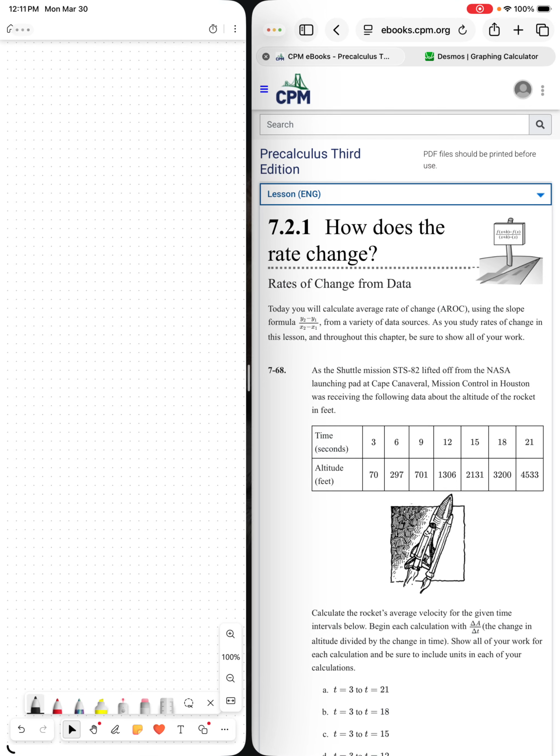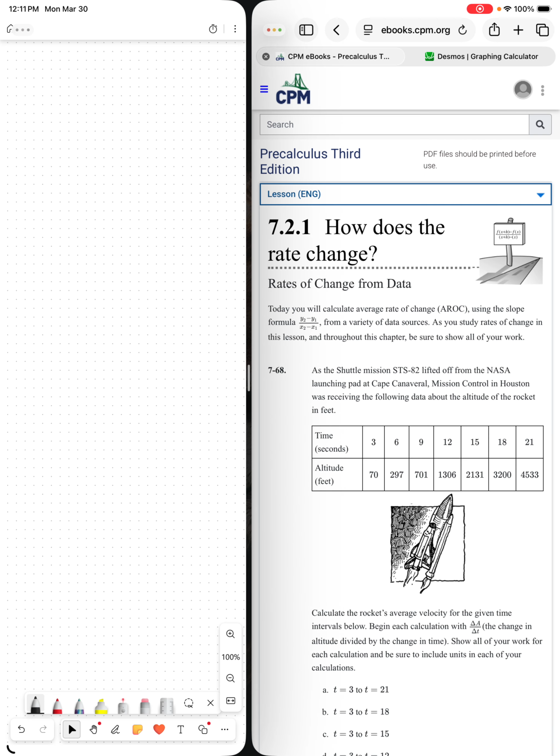All right, lesson 721, how does rate change? Today, we're going to calculate average rate of change using slope. So y2 minus y1 over x2 minus x1. As you study rates of change in this lesson and throughout this chapter, be sure to show all your work.